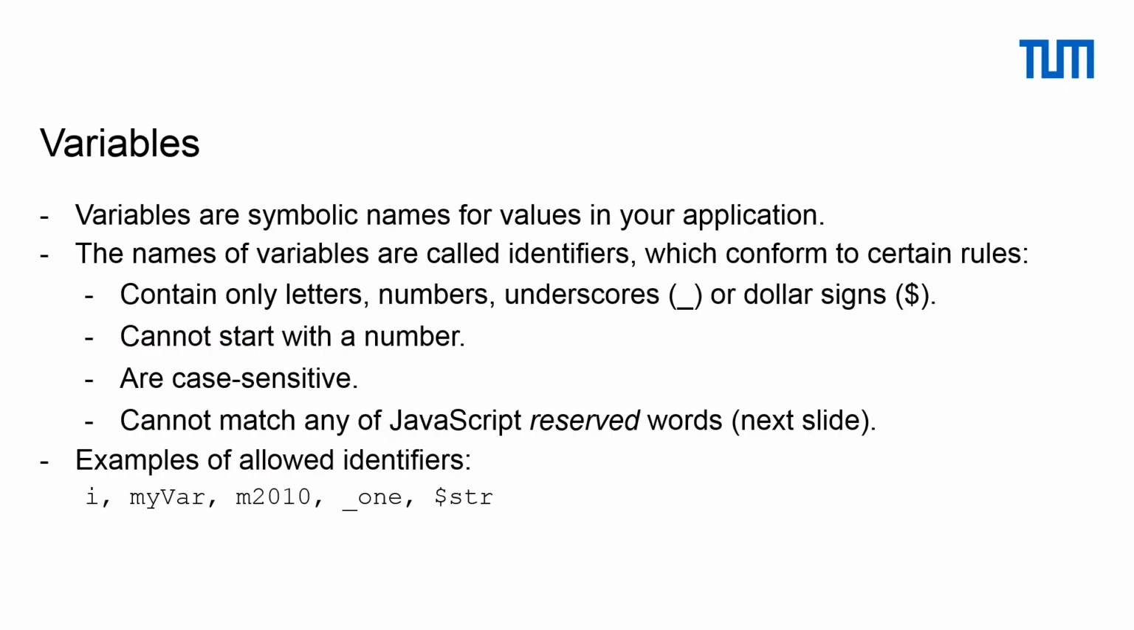Variables are symbolic names for values in your code. The names of variables are called identifiers and they conform to certain rules. For example, an identifier can start and contain only letters, numbers, underscores, or $ signs. An identifier cannot start with a number. Identifiers are always case-sensitive. And finally, identifiers cannot match any of JavaScript reserved words, and what they are we will see on the next slide.